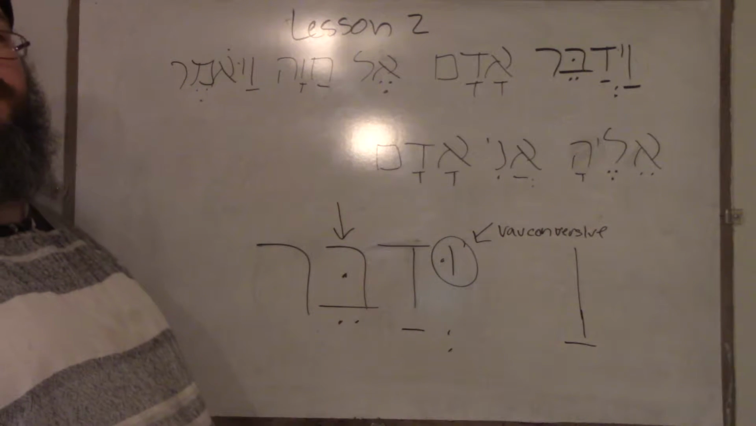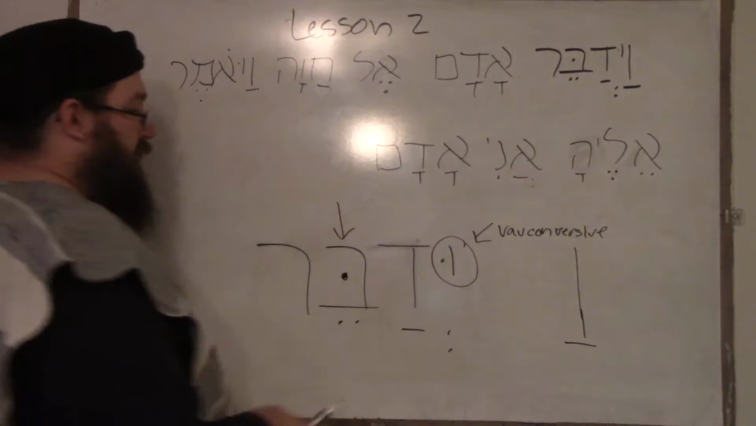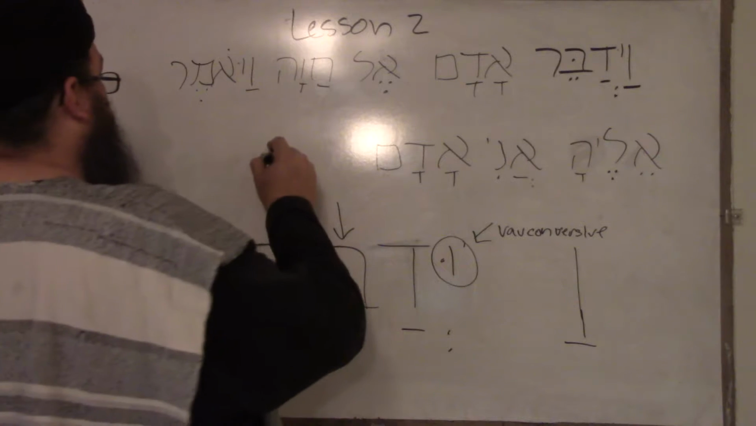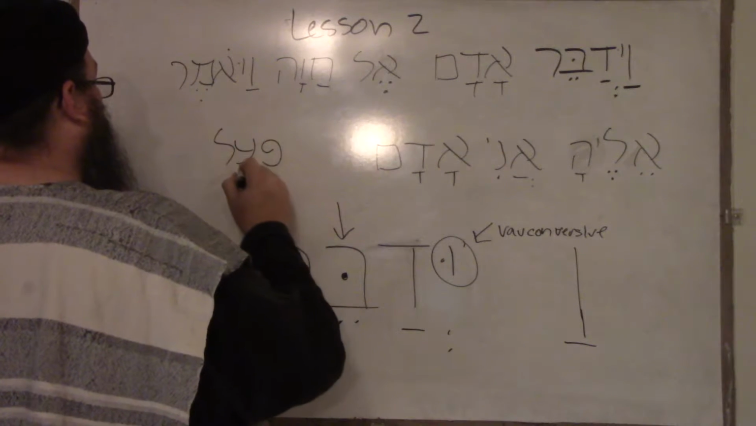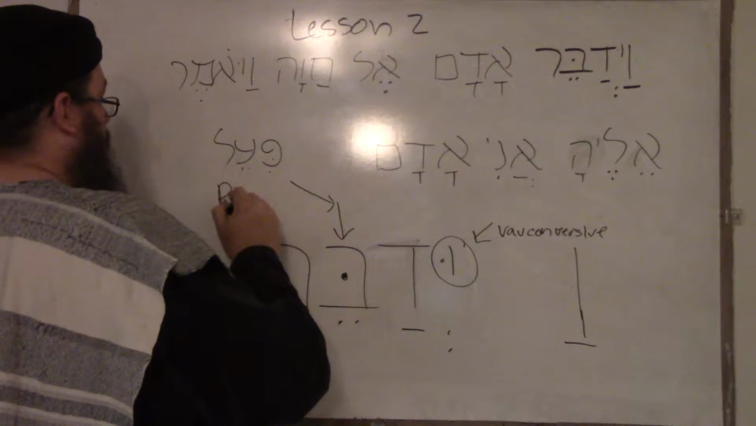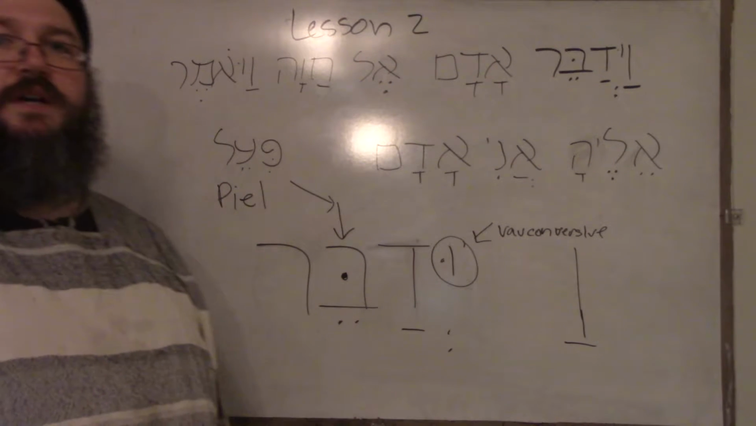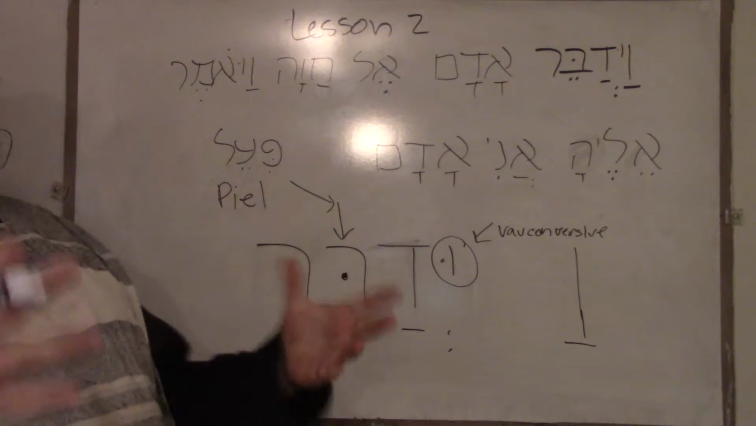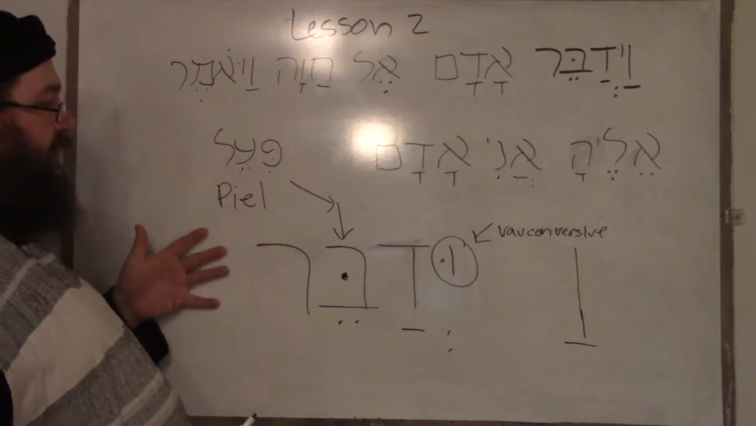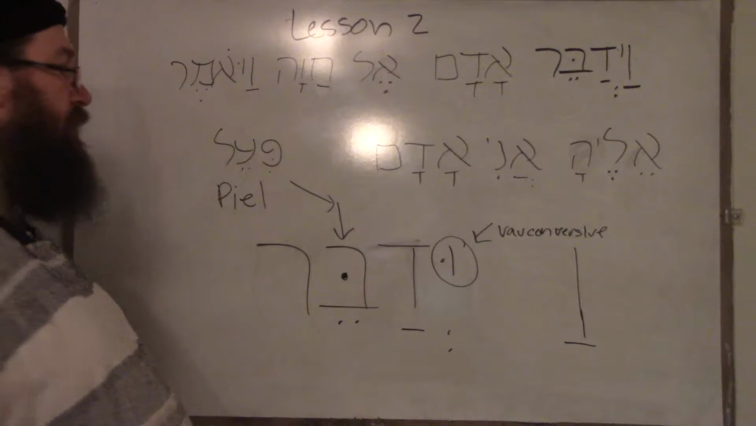Now we have something special about this root, and that's this dagesh. If we see the dagesh in the middle of the root, which is the second root letter, we know that this follows under the category called PL, also written like this, PL. PL are verbs that have to do with intensification. What always takes place with PL verbs is the dagesh goes in the middle root letter.